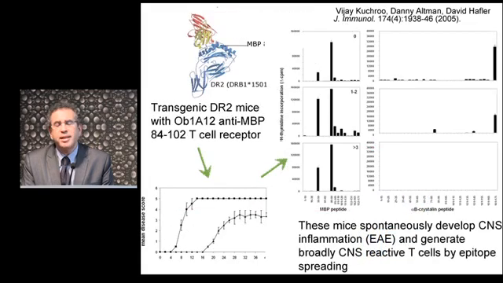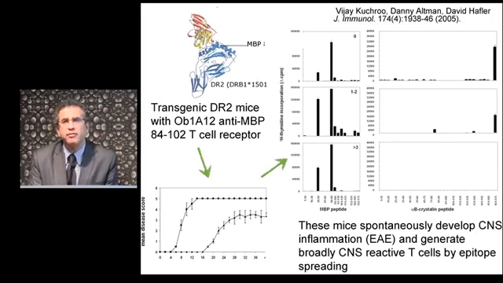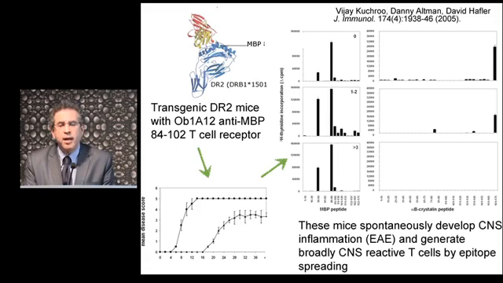But what's interesting is one can actually make a transgenic mouse with these T cell receptors. Here we took this T cell receptor from a patient with multiple sclerosis, recognizing this dominant epitope of myelin basic protein, and made a mouse which had this T cell receptor with the human MHC. And one can see by this graph that these mice spontaneously developed an inflammatory autoimmune disease that looked very similar to multiple sclerosis, by having these T cell receptors from an MS patient.